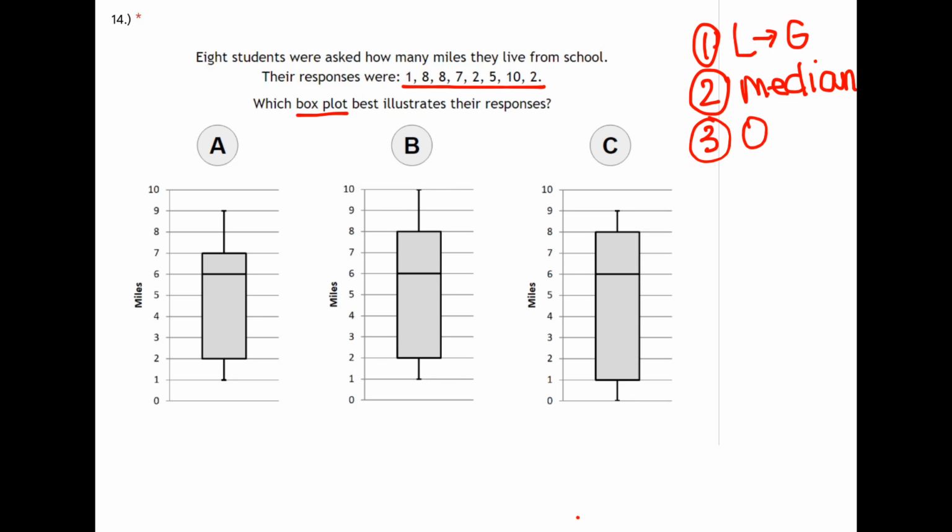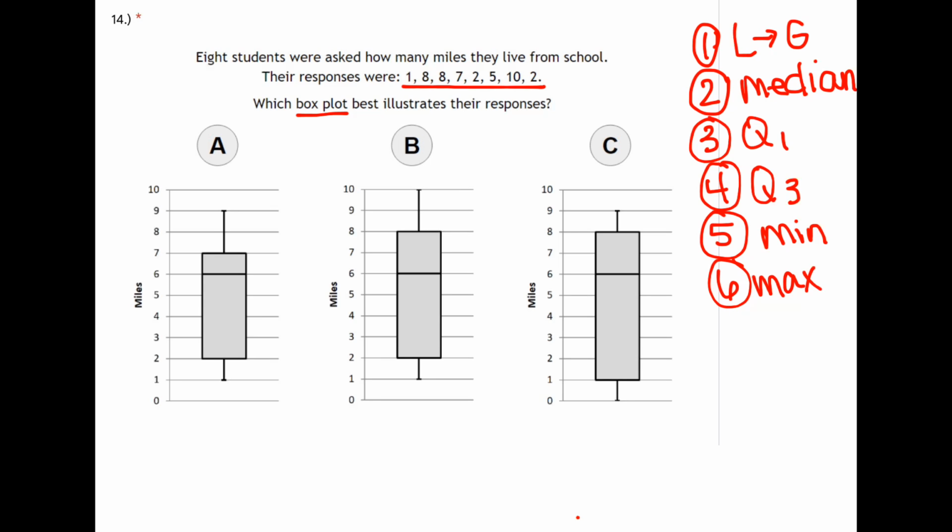Then you need to find your quartile 1, your quartile 3, and last your whiskers, which is your min and your max. And then you need to match the box plot with that information. Those are a lot of steps there.